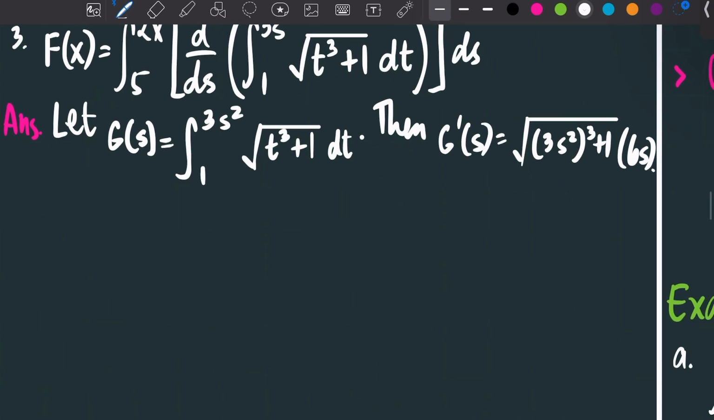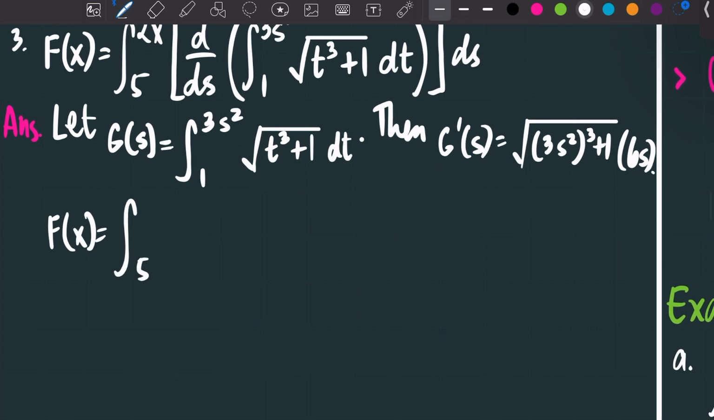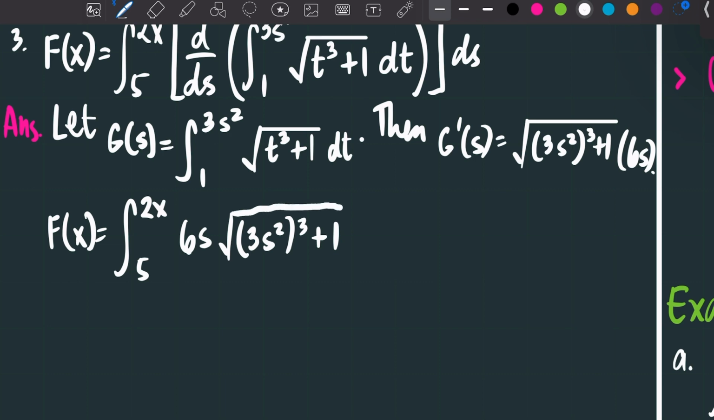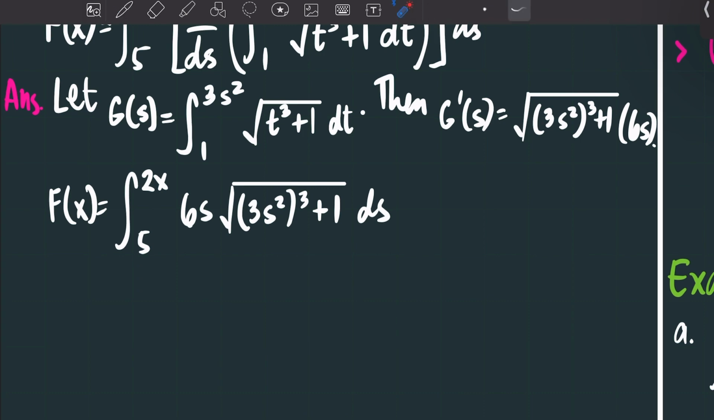So now, what we have is f of x equals the integral from 5 to x of 6s square root of the quantity 3s squared raised to 3 plus 1 ds. And applicable ba yung first FTOC? So, nasa baba, we have a constant. Sa taas, 2x siya and not x. So, hindi uubra yung original form, but we can use the corollary.